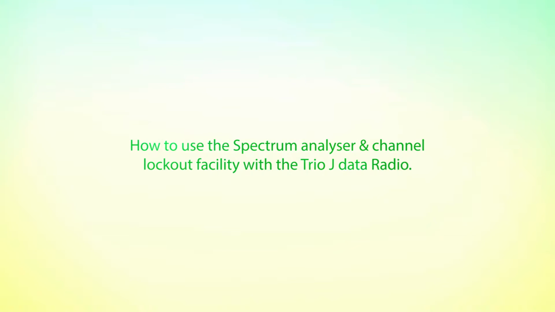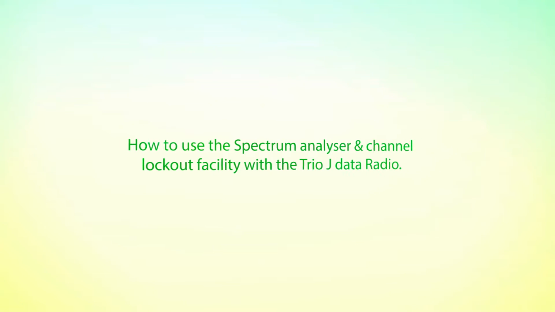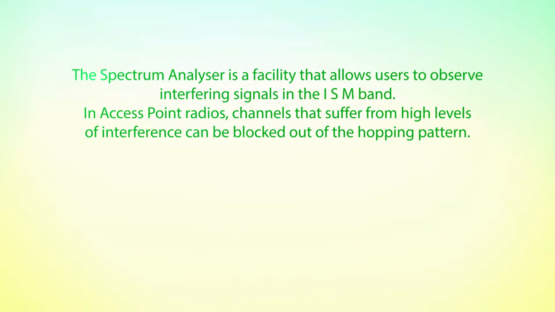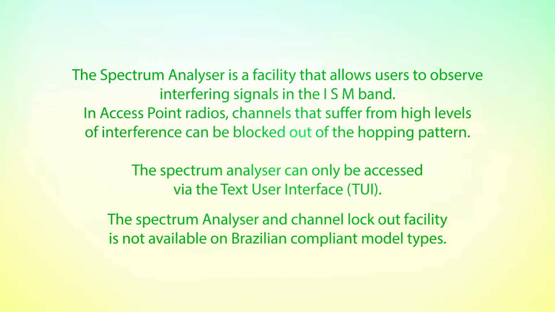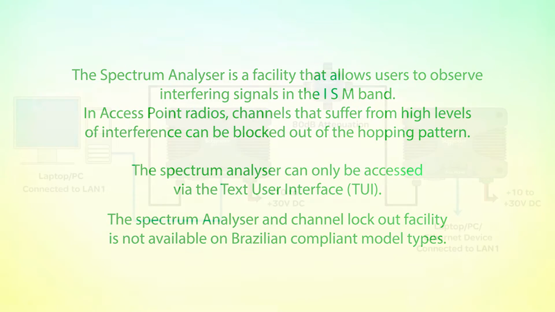How to use the spectrum analyzer and channel lockout facility with a TRIO J data radio. The spectrum analyzer is a facility that allows users to observe interfering signals in the ISM band. In access point radios, channels that suffer from high levels of interference can be blocked out of the hopping pattern. The spectrum analyzer can only be accessed via the text user interface, TUI. The spectrum analyzer and channel lockout facility is not available on Brazilian compliant model types.